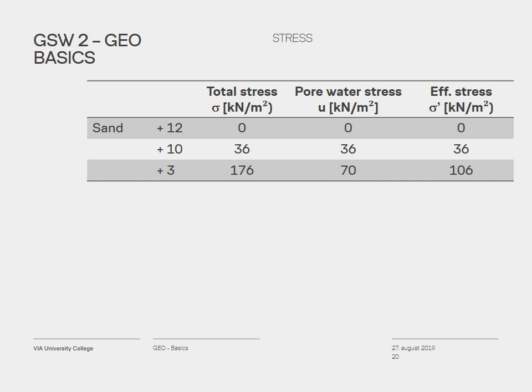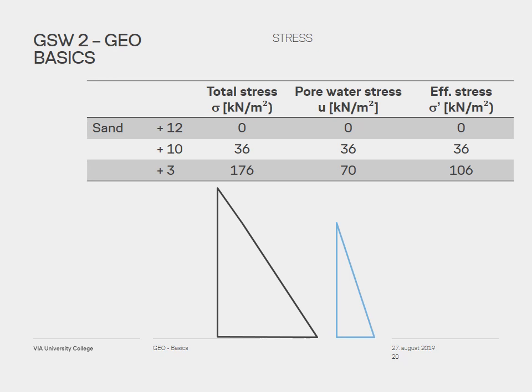So to summarize the results that we have so far in the 3 depths, we have the total stress, the pore water stress, and the effective stress at 3 depths listed in this table. If we take the graphs we have, the total stress was the black triangle. We also had the blue triangle for the pore water stress, and the effective stress in this last figure.